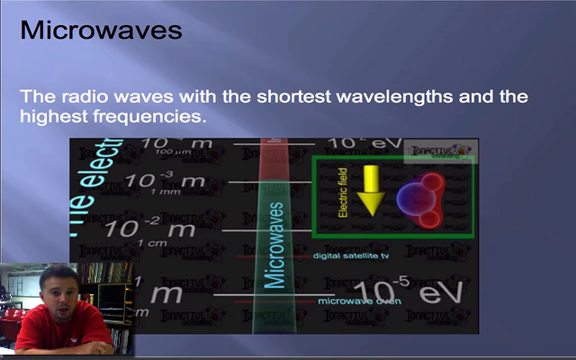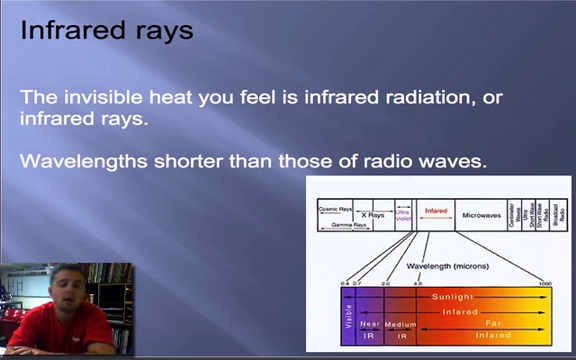Microwaves are just simply radio waves that have the shorter wavelengths and a little bit higher frequency. So we're going to start seeing that the wavelength is going to start getting shorter and shorter, and the frequency is going to get higher and higher. Okay? Infrared rays are invisible heat waves that you feel, which is called infrared radiation or infrared rays. Wavelengths shorter than those of radio waves is what they have.